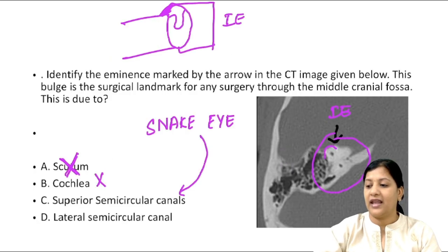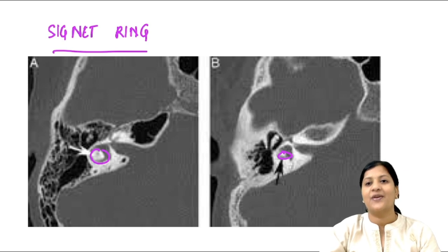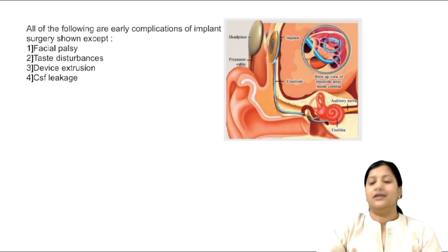So if you get a snake eye appearance, it is the superior semicircular canal; signet ring appearance, then it is your lateral semicircular canal. So this is how you're going to identify on CT scan how a superior canal and how a lateral canal will look like. Okay, so that was about the CT.